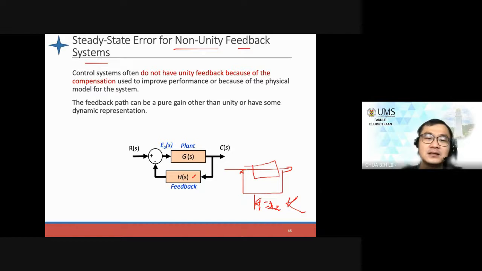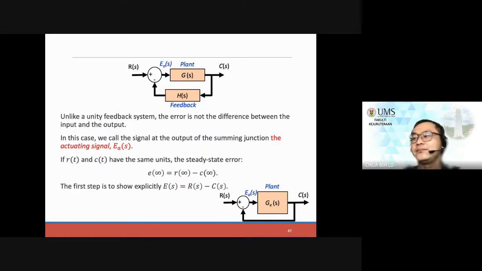To increase the response of the feedback system itself, what we would see here is that we intend to put an H(s) over here to represent a non-unity value at this block. Therefore the error now is not the difference between the input and output anymore. You have to multiply by the gain of this feedback block.